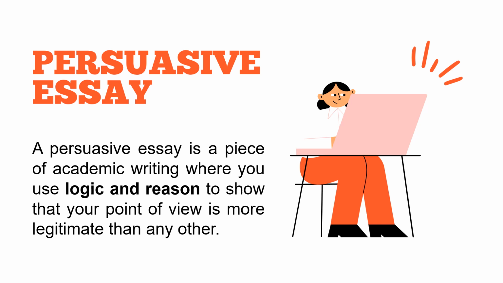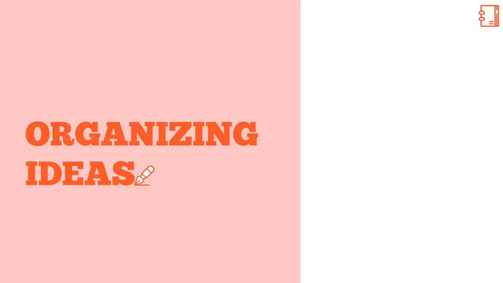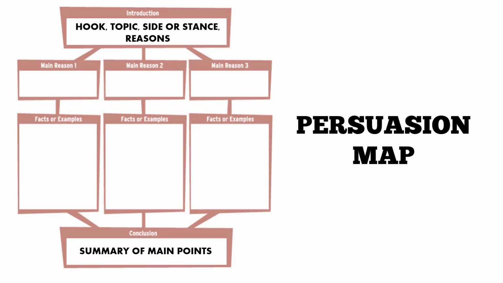In writing a persuasive essay, it is very important that you provide evidence, logical evidence, and logical reasoning so that your readers will be persuaded that what you're telling them is correct or right or better than the point of the other side. You may use what we call the persuasion map, wherein it contains the different parts of the essay. The first part is the introduction, wherein you're going to include your hook, topic, side or stance, and your reasons. We already discussed this before.